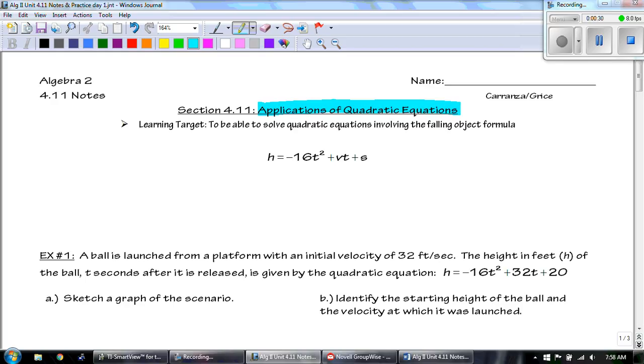Now, don't think that this is something that Miss Carranza and I just made up. It's science. No, for real, it is. This is the formula for a falling object.